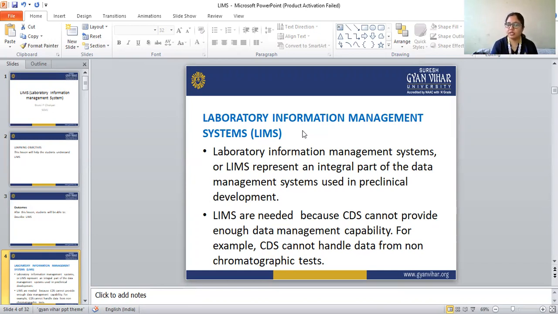So the Laboratory Information Management System is the integral part of the data management system that we are using in preclinical development, and the LIMS is more important and better than the CDS. This LIMS includes all the information, all the data management, all the equipment. It collects all the data from the equipment available in that particular lab. But the CDS can't do all these things; it only does the chromatographic test.